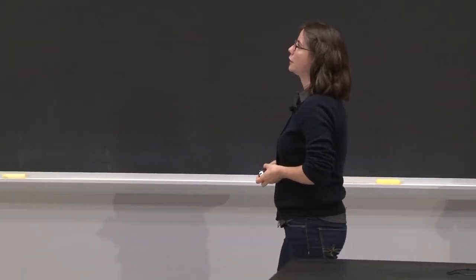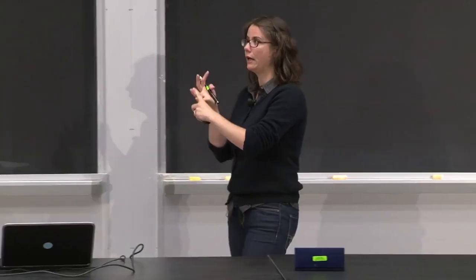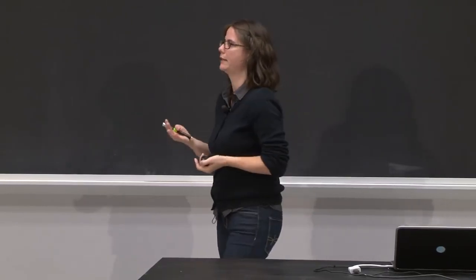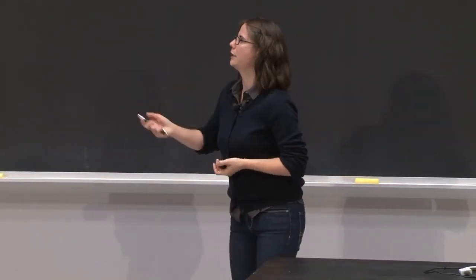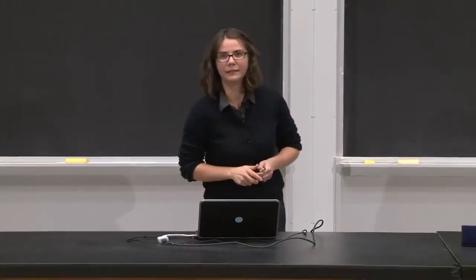Okay? So this is basically what I said. You really want to spot the bugs as soon as they're introduced. Okay? And exceptions are good if you want to raise them when the user supplies bad data input, but assertions are used to make sure that the types of inputs to functions, maybe other conditions on inputs to functions are being held as the values are being passed in. Okay? So the keyword here is making sure that the invariants on data structures are met. And that's it. Great.